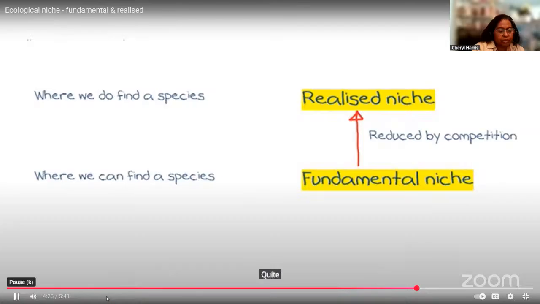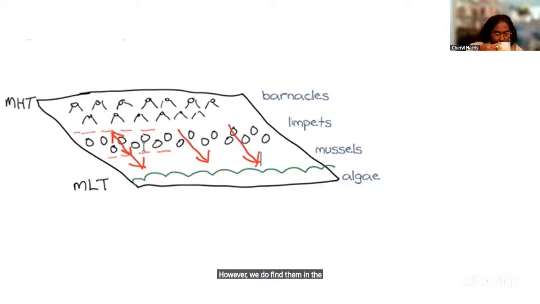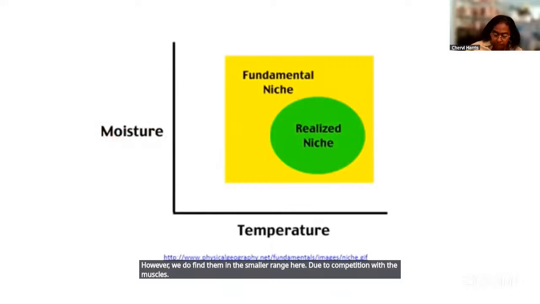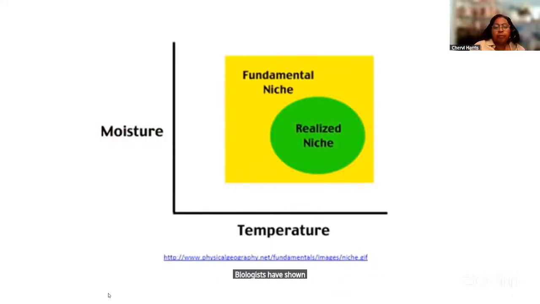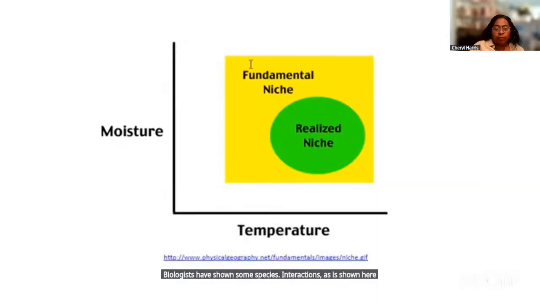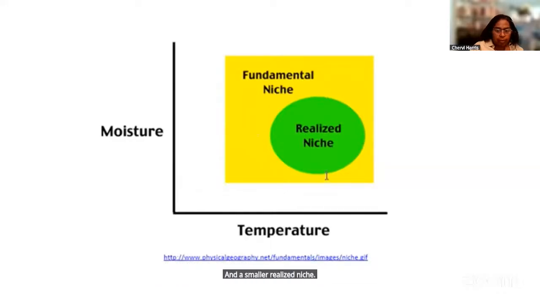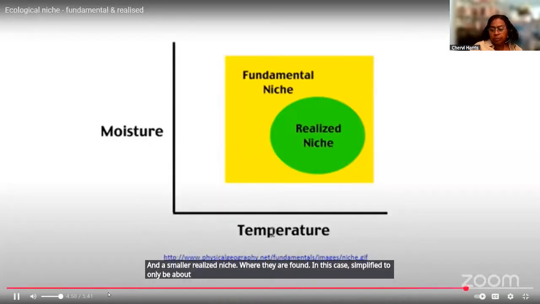Quite a wide range, basically from here down to here. However, we do find them in the smaller range here due to competition with the mussels. Biologists have shown some species interactions as is shown here, where you can see the larger fundamental niche where a species could be found and a smaller realized niche where they are found. In this case, simplified to only be about moisture and temperature.